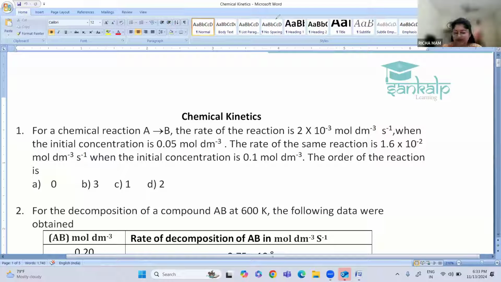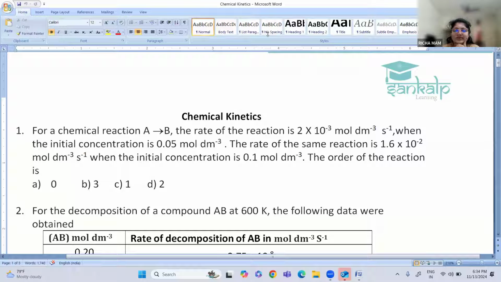So today we are going to start with the next topic. This is the last topic from your chemistry, that is chemical kinetics. It comes under your physical chemistry. So this chapter, chemical kinetics, comes under physical chemistry.